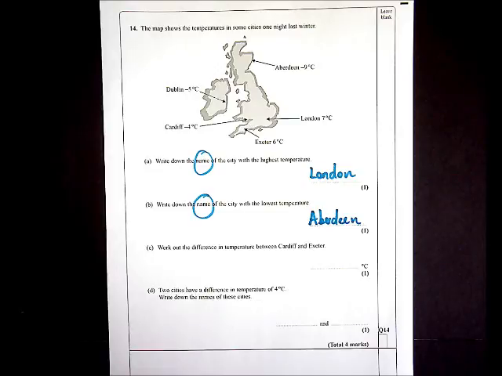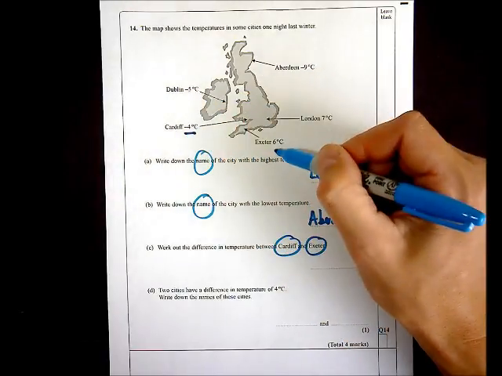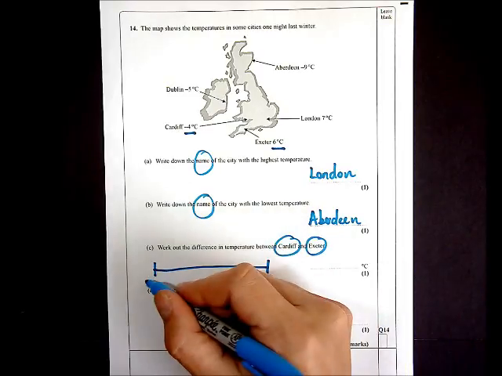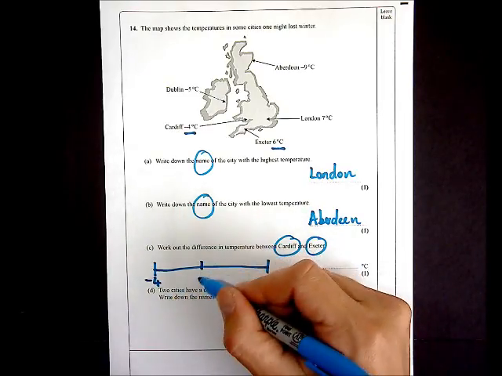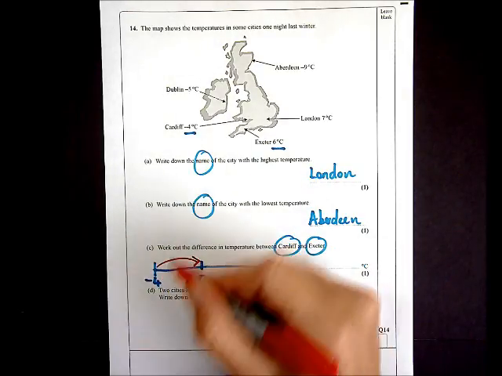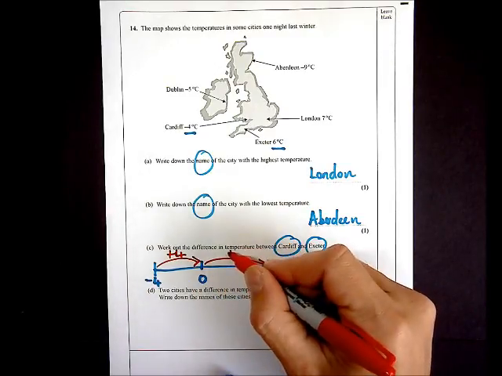In part C, I'm asked to work out the difference in temperature between Cardiff and Exeter. So Cardiff is -4 and Exeter is 6 degrees, so I'm going to do that with the number line, -4 and 6, and in between -4 and 6, not in the middle, is 0. And I'm going to make the leap from -4 to 0, which is the same as adding on 4, and then I'm going to make the leap from 0 to 6, which is the same as adding on 6.